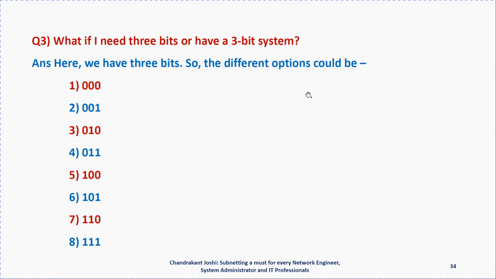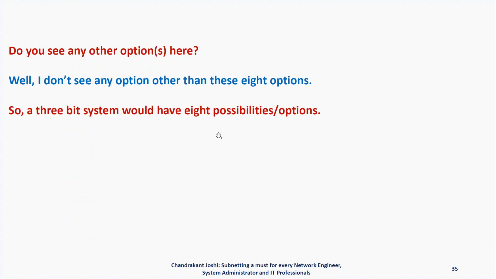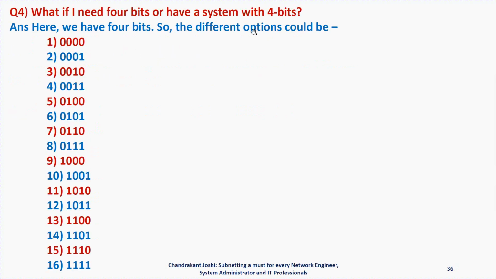Likewise, if we have the binary system in a 3-bit system, then we have 8 different combinations for writing these zeros and ones. Similarly, if we have the binary system with 4 bits, then we have 16 different combinations of these ones and zeros, or there are 16 different possibilities.